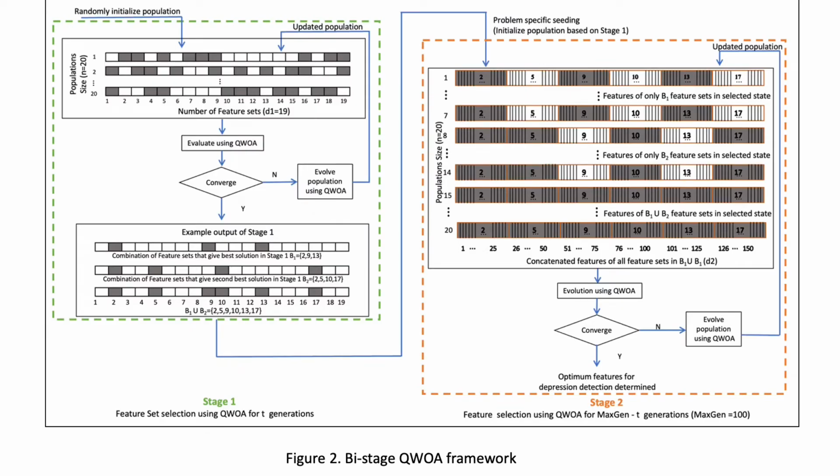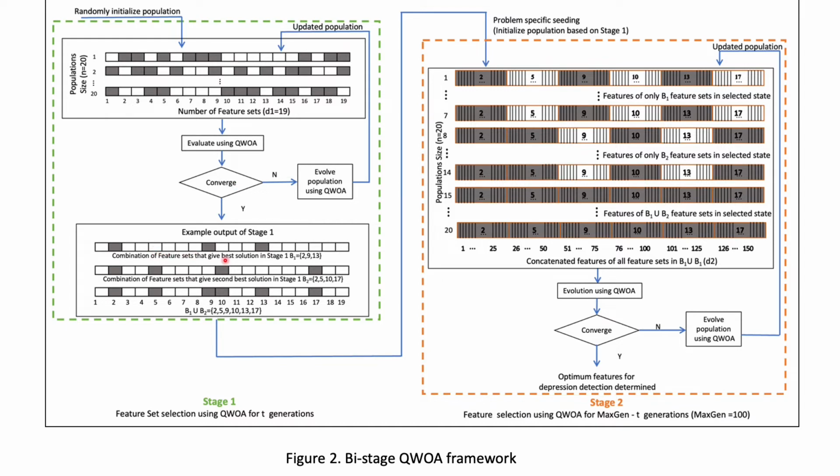The same is depicted in this diagram, where this is stage 1 and this is stage 2. In stage 1 you can see that the population is of 20 individuals and each chromosome is of size 19, which is equal to the number of feature sets, as we are doing only feature set selection in this stage. We randomly initialize the population and then we evolve it for t generations. If maximum generation is 100, out of 100 only for t generations we are evolving this population.